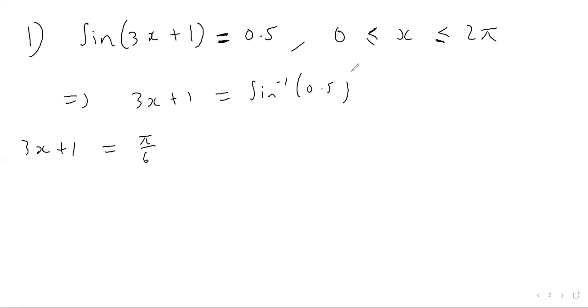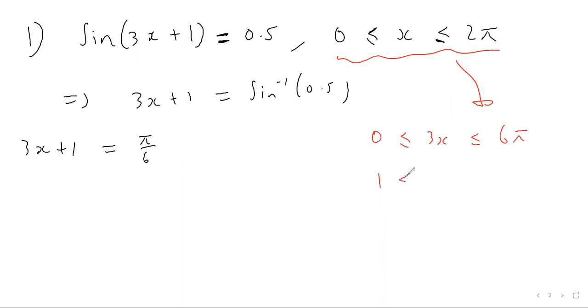Now, we've got to actually think about our domain of values for x. We know that x is to be between 0 and 2 pi. So let's think about what 3x plus 1 has to be between. We can multiply everything in this inequality by 3. So 3 times 0 gives you 0. So 0 must be less than 3x, which is less than 6 pi. Multiplying that by 3, that by 3, that by 3. And then we can add 1.